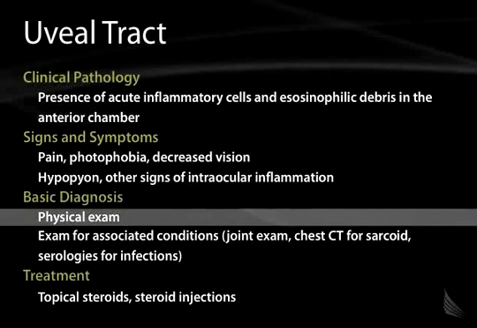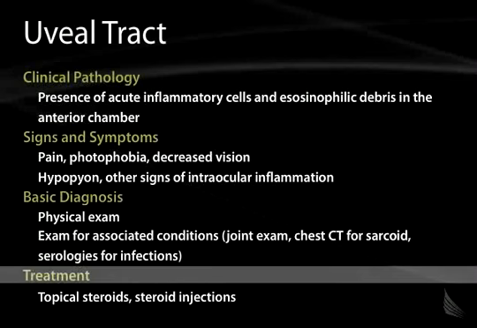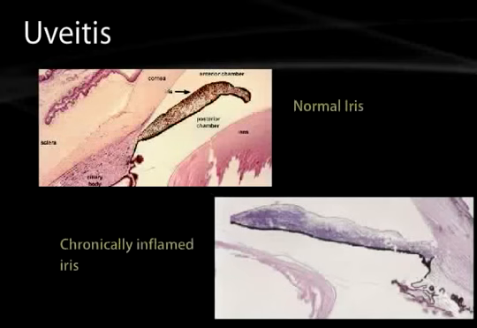The basic diagnosis is based on physical exam. You also need, though, to do serologies and other tests to help identify the associated autoimmune disorder. Treatment often involves anti-inflammatory treatments, such as topical steroids, or even, if you need to, steroids in or around the eye. Here's a picture of the normal uveal tract, including the anterior chamber, iris, and also the ciliary body as it proceeds backwards to turn into the choroid and choriocapillaris.